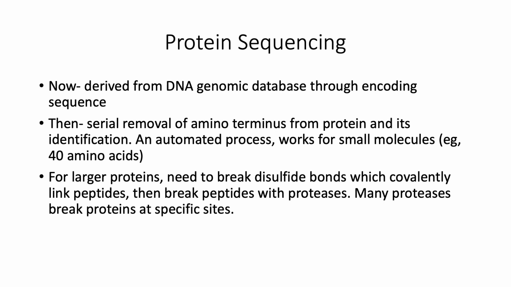Then you would break those peptides with proteases, and these proteases are specific to certain sites, and we'll be showing those shortly. So today we can use the DNA genomic database and then get the protein sequence through that. Once we know the structure of the genome, we can find out through the codons from the RNA transcript what the sequence is. But in the olden days, which weren't that long ago, you had to literally remove the amino terminus. You'd have to take the protein, break it up, and use a protease to find out.